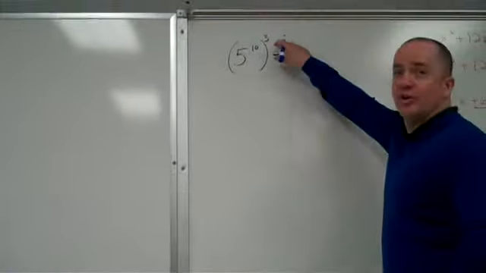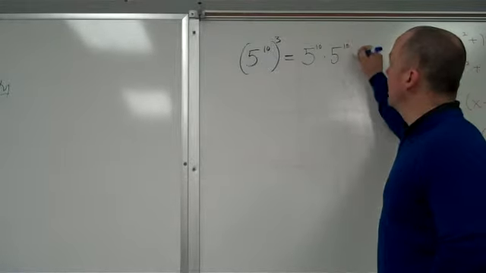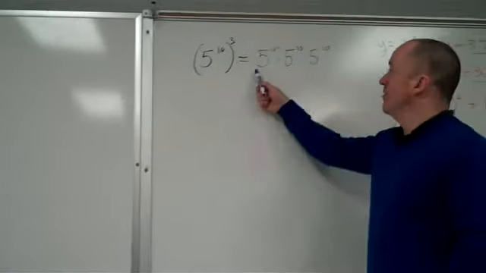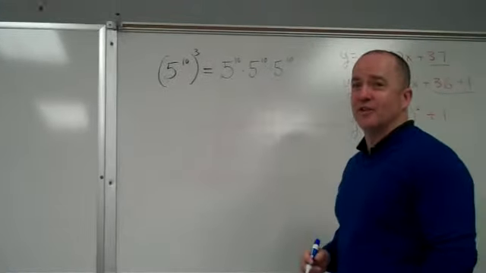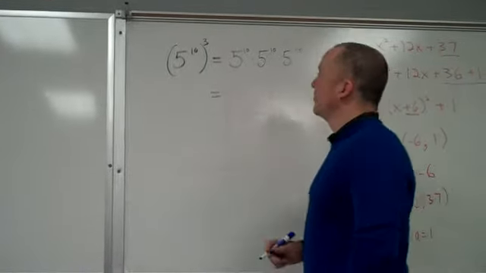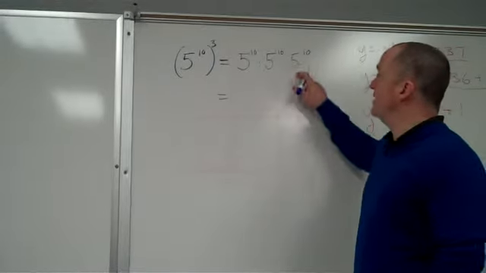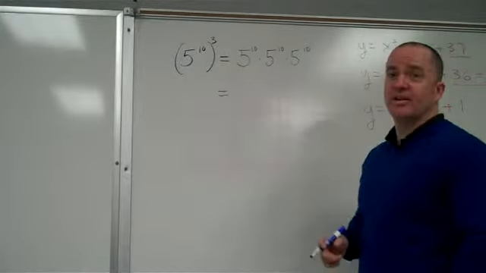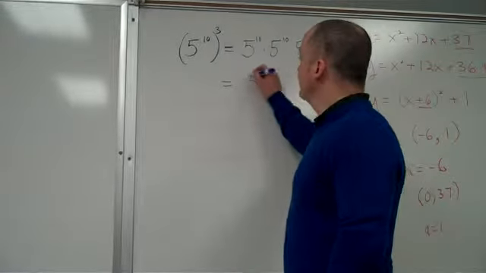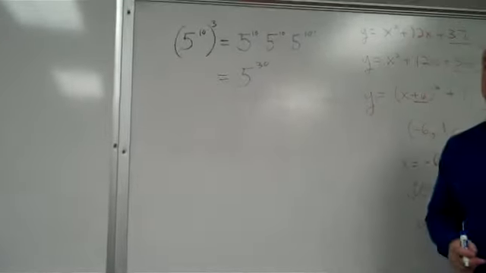5 to the 10th to the 3rd power means 5 to the 10th times 5 to the 10th times 5 to the 10th, because exponents mean multiply things by themselves over and over again. Now for the other property, we just said if you have the same base, you add the exponents together. So what's 10 plus 10 plus 10? 30. Would it have been faster to just multiply 10 times 3? Yes. So that's the rule for that one.